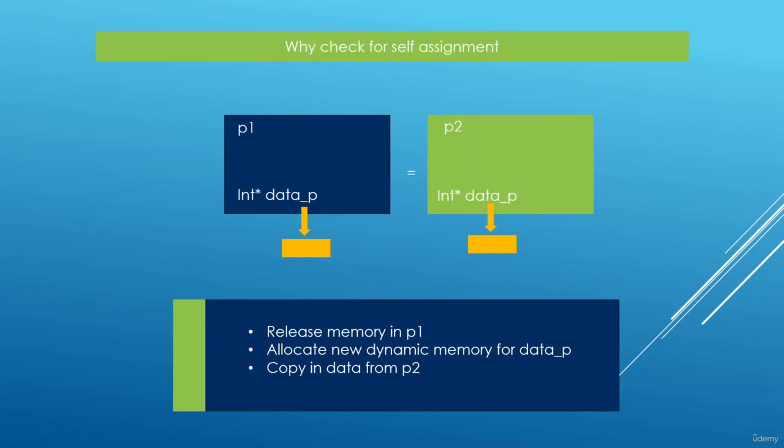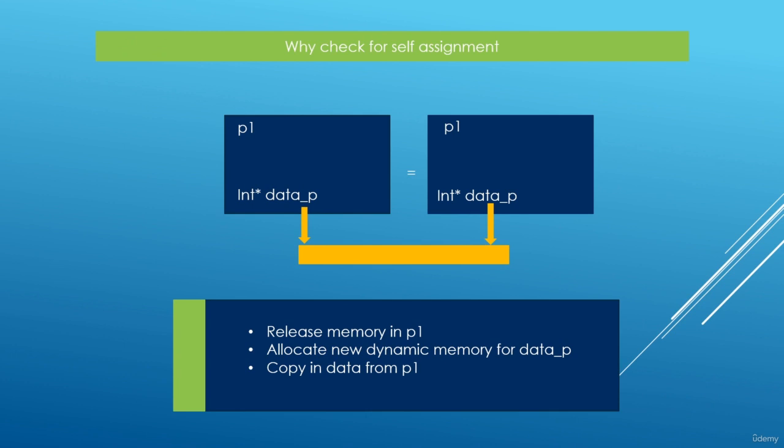But if we are doing self-assignment, this is going to be disastrous. This is the setup we have here. Again, this is going to be calling the same copy assignment operator we had described earlier. In this case, we're just going to be copying p1 into p1. So this is a self-assignment. And the same thing is going to happen. We are going to try and release the memory in the left operand, and this is going to release the same memory that p1 and p1 are pointing to.